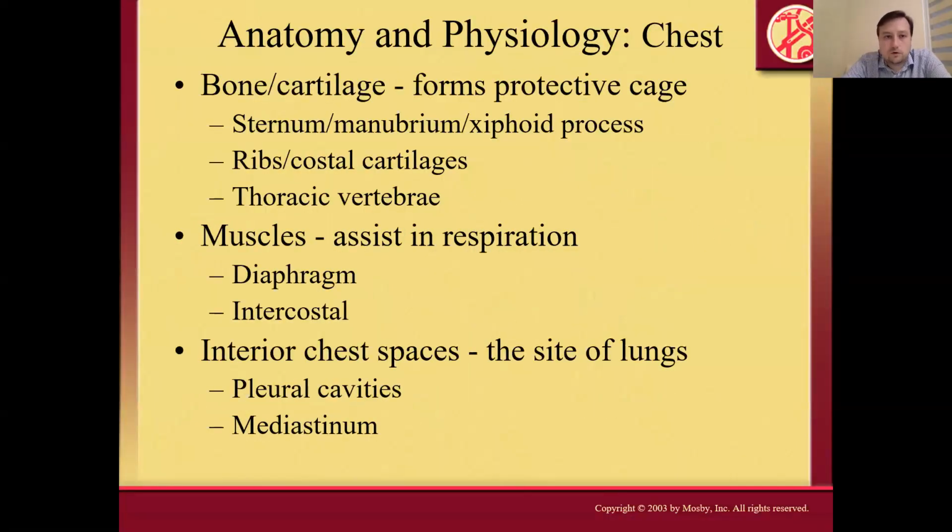So first of all, I want to remind you of the anatomy and physiology of the chest. Our chest consists of bone structure, cartilage structure, muscles, and interior chest spaces. Bone and cartilage form a protective cage, muscles assist in respiration, and the interior chest spaces are the site of the lungs.